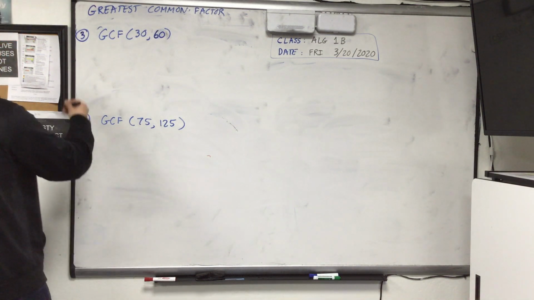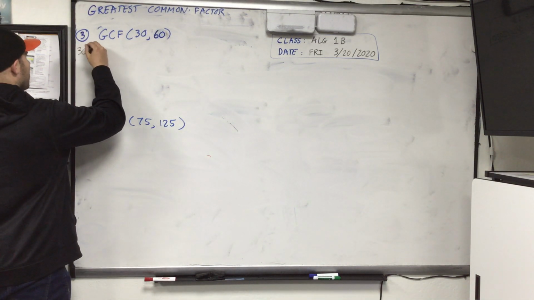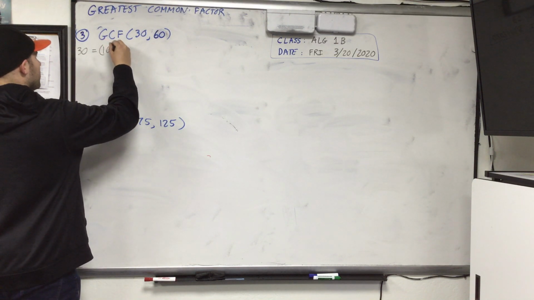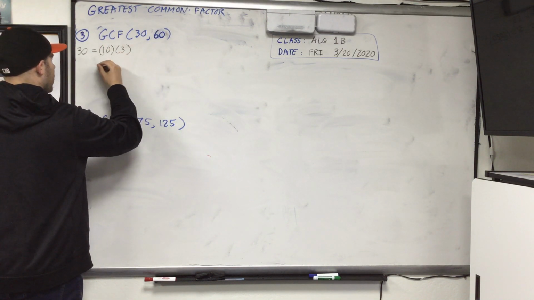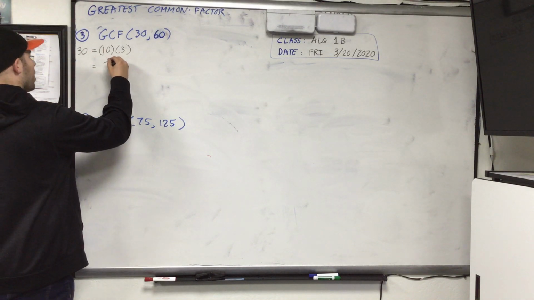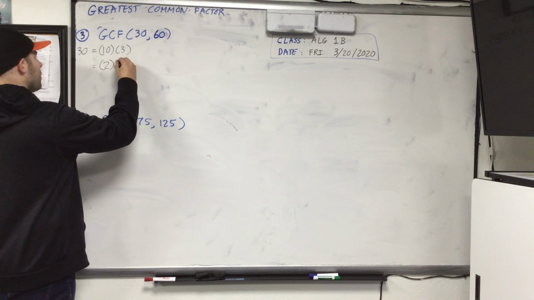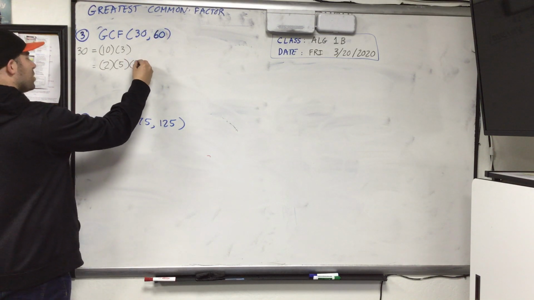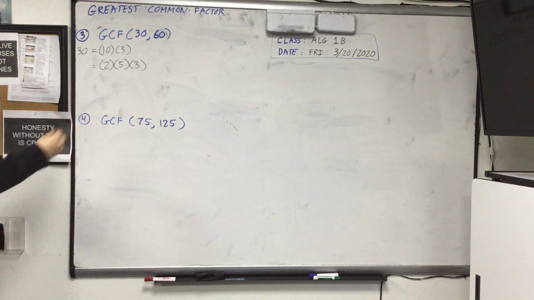So what I like to do is break this up. 30, let's go with 10 times 3. Can I break up 10? Yep, I can. 10 can be broken up into 2 times 5, and 3 cannot be broken down, so it's 2 times 5 times 3.